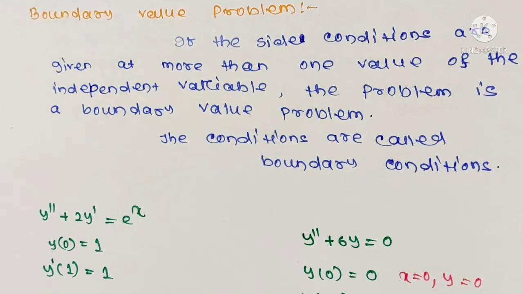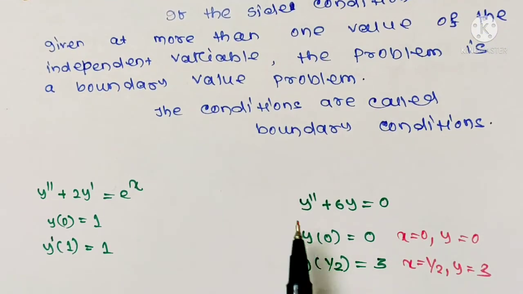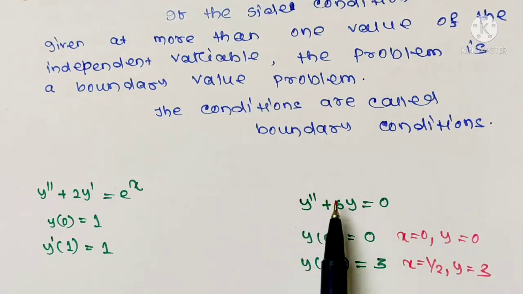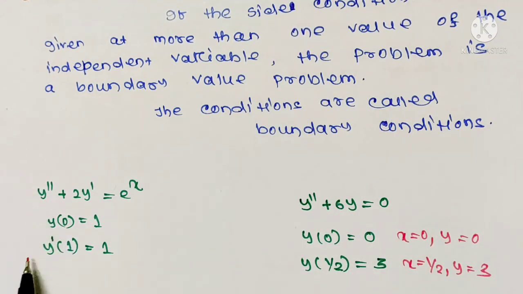Here, for example, you can see for this second order differential equation two boundary conditions are given, one at x equals 0, y equals 0, and the second one at x equals half, y equals 3. So the boundary conditions are given at different values of the independent variable. So this is a boundary value problem. Similarly, for this differential equation the boundary conditions are given at x equals 0 and x equals 1. So this is also a boundary value problem.